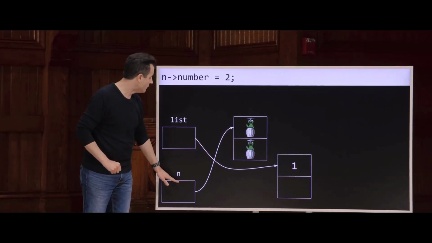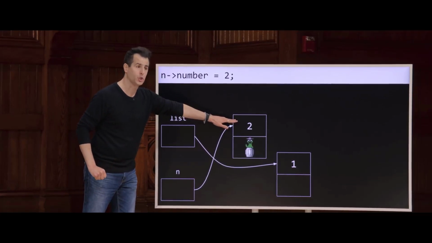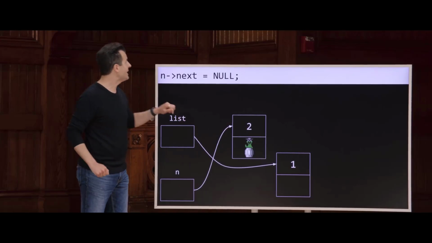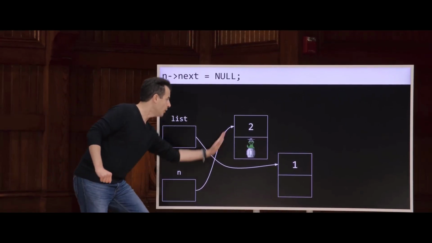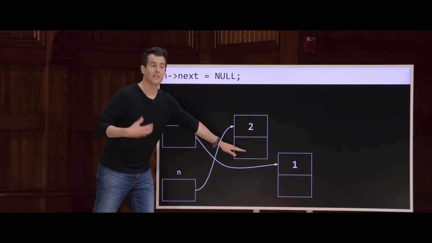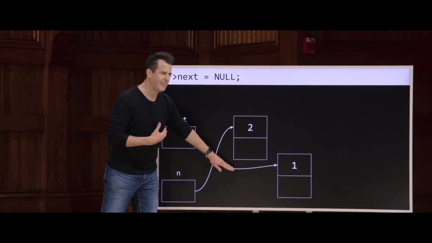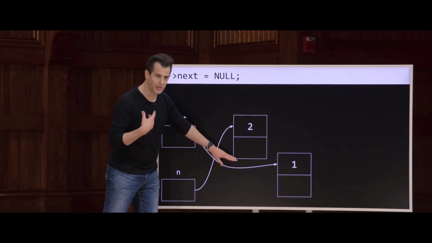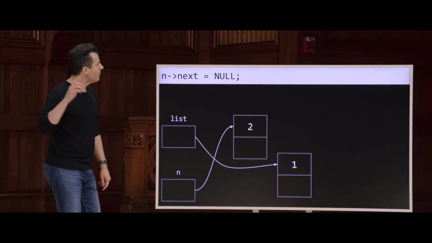And we can change the value of n, follow the arrow, to number, and that becomes 2. Similarly, we can do this again and set n arrow next. So start at n, follow the arrow, access the next field, and set that equal to null. Now, we're not quite done yet because we haven't actually linked things together. So here's now where things get interesting. How do I combine these two? Well, let me propose this.